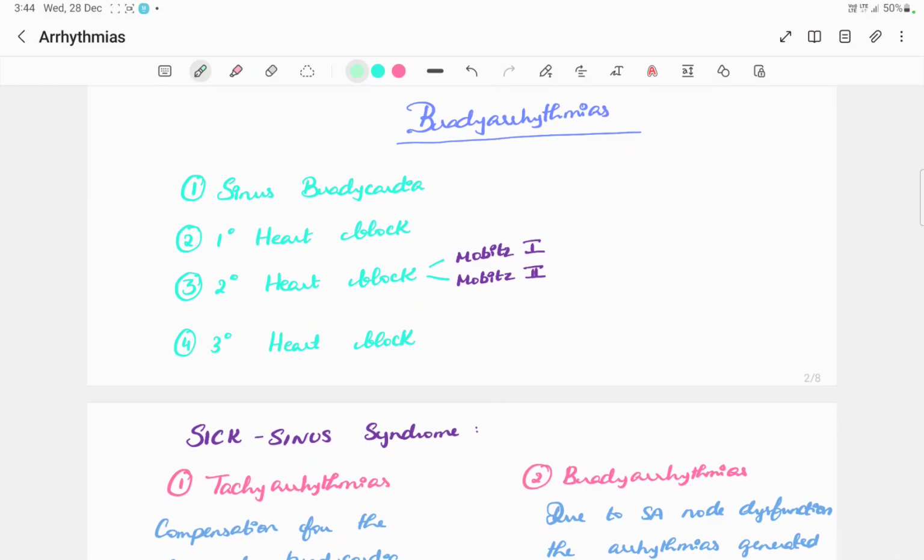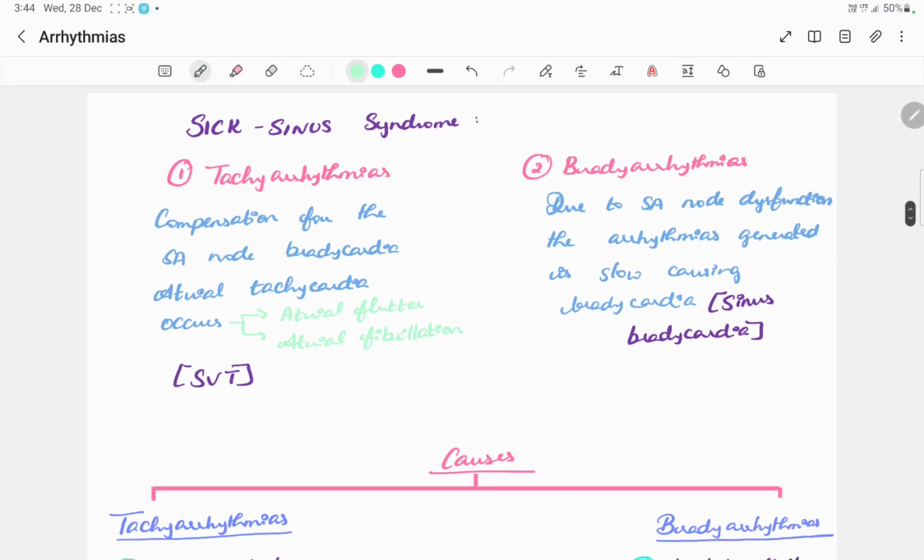Coming to bradyarrhythmias, that is subdivided into sinus bradycardia, first degree, second degree, and third degree heart blocks. There's another syndrome which is known as the sick sinus syndrome, which is a combination of both bradycardia and tachycardia. This is caused due to a dysfunction of the SA node.